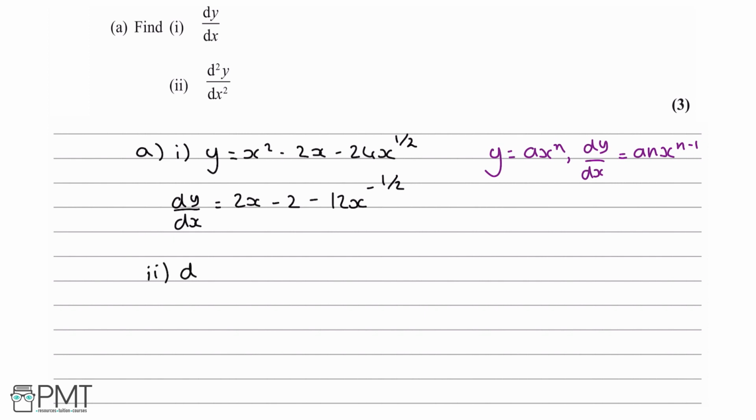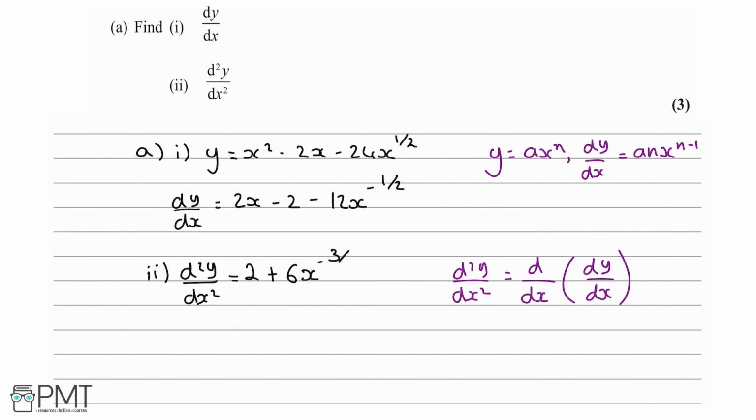So to find d squared y by dx squared, what we need to do is differentiate dy by dx with respect to x. Okay, so to do this, we need to just differentiate each of our terms in dy by dx with respect to x. So the derivative of 2x with respect to x is 2. The derivative of minus 2 with respect to x is 0, so we leave it. And then the derivative of minus 12x to the minus a half is positive 6x to the minus 3 over 2. There are 3 marks available for this question.